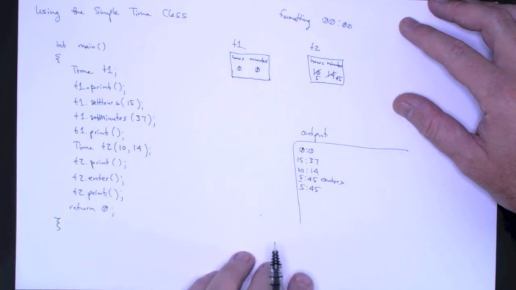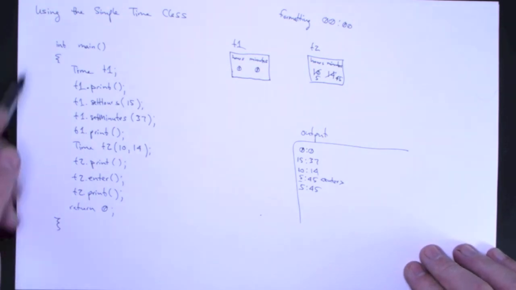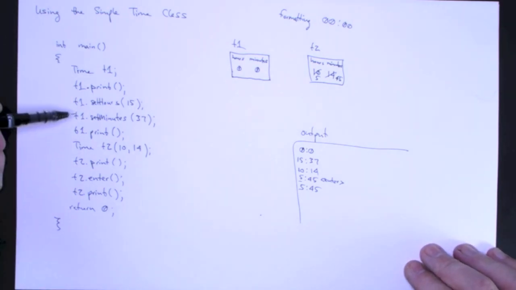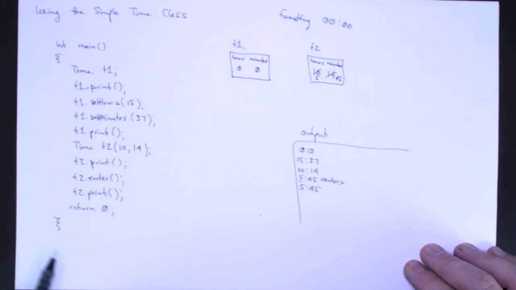So that's just a simple example in main, where I'm using my time object. So you should code this up and get it running.